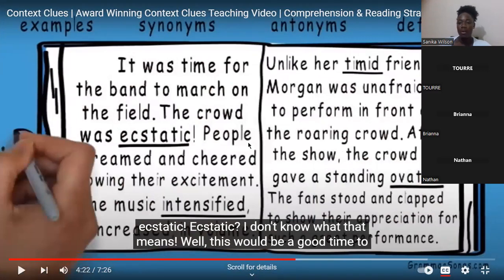All right, the word that might be unfamiliar to some persons is ecstatic right now. The first one we're focusing on, right? So can someone tell me what the word ecstatic means? You can reread the passage or the words before and after the word, and then give me the meaning of the word.